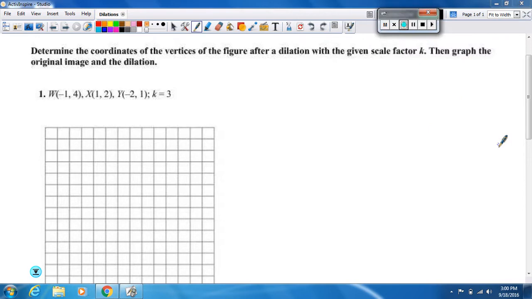Determine the coordinates of the vertices of the figure after dilation with a given scale factor k. Then graph the original image and the dilation. So what you have here are the original points, and they give you a scale factor. Scale factor tells you what you have to multiply each point by. So I'm going to take all of these and multiply them by 3 because that's the scale factor.